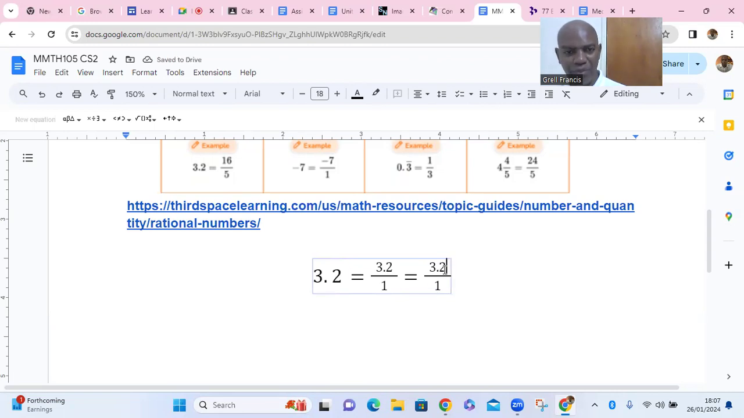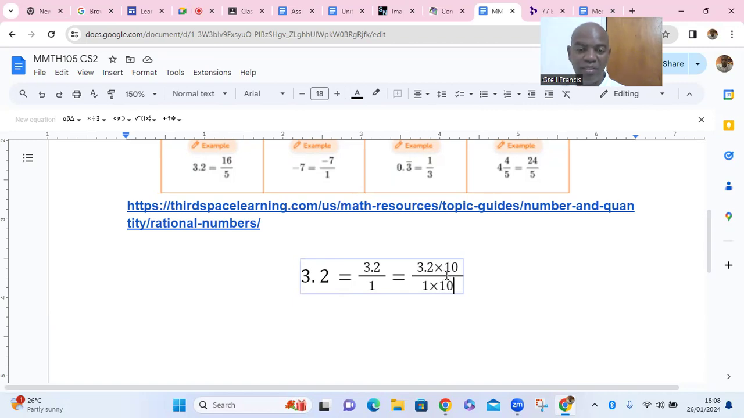Now we're going to convert 3.2 to a whole number by multiplying it by 10, because it's one decimal place that this decimal number has. But for the value to remain 3.2, we can't say 3.2 is equal to 32. No, 3.2 is equal to 3.2. So if I multiply the numerator by 10, I have to multiply the denominator by 10. Basically I've multiplied by 1, because 10 divided by 10 is 1. So I've not changed the value of 3.2. I just represented it in a different way.